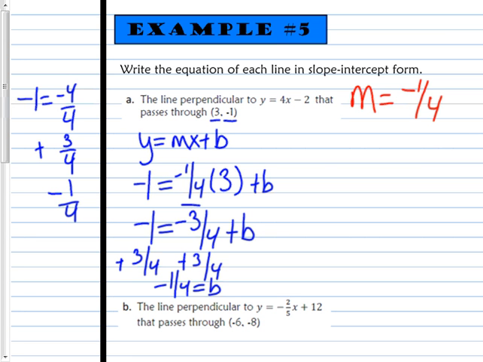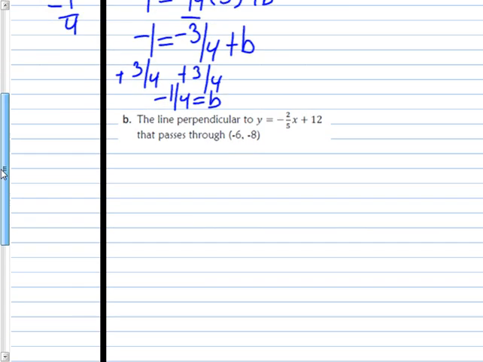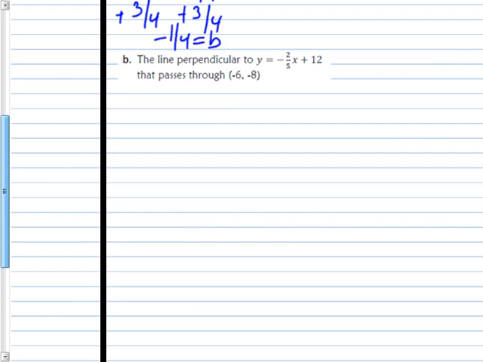I can come back and plug all of this in. y equals -1/4 x minus 1, should it be -1/4? -1/4. There we go.